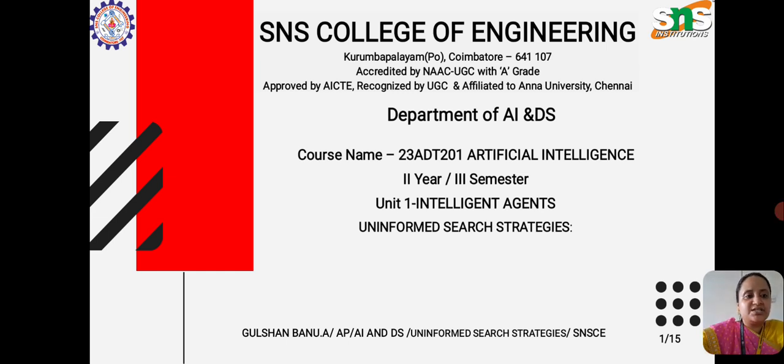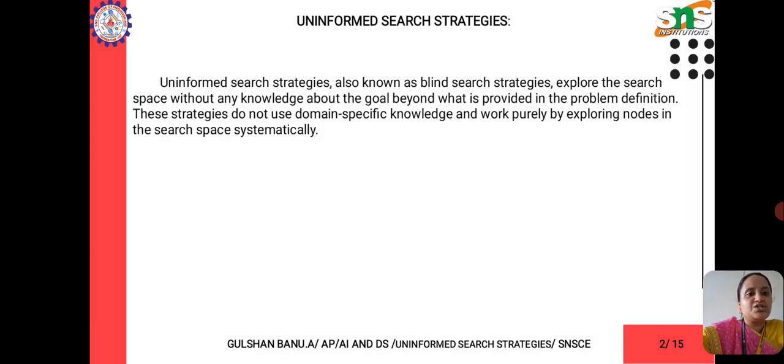Today I am here to present you a topic called Uninformed Search Strategies. In the previous video, we saw some strategies based on the problem solving engine. So this is a new concept which is based on uninformed search strategies. What are uninformed search strategies? Uninformed search strategy is also known as blind search strategies. They explore the search space without any knowledge about the goal beyond what is provided in the problem definition. These strategies do not use domain specific knowledge and work purely by exploring nodes in the search space systematically.